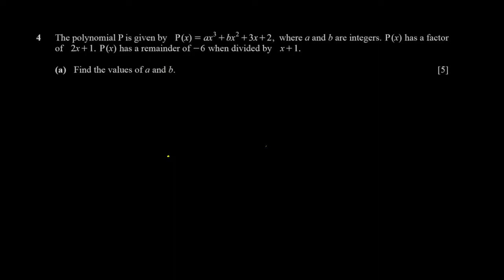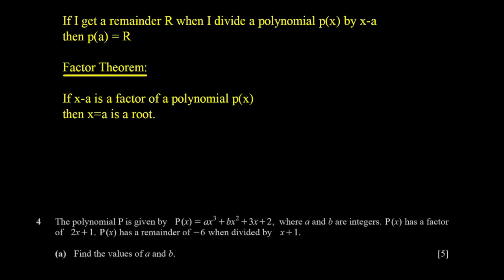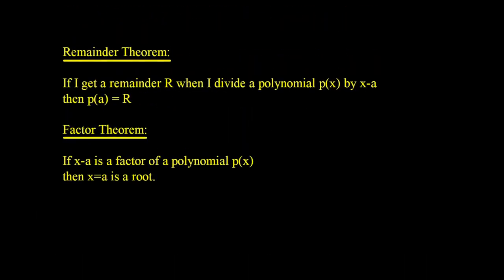Okay, then this is question 4, which is a factor theorem, remainder theorem style of question. Before we do this, I think it's helpful to review what the factor theorem and remainder theorem are. So let's have a quick look. We'll start with the remainder theorem. The remainder theorem states that if I get a remainder r when I divide a polynomial by x minus a, then if I substitute a into the polynomial, I will get remainder r.